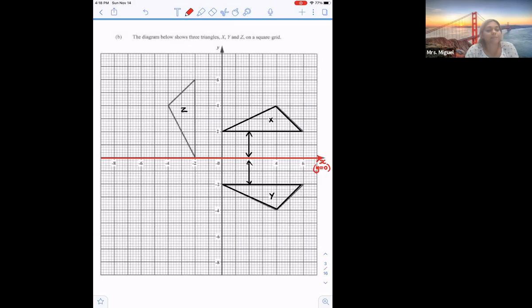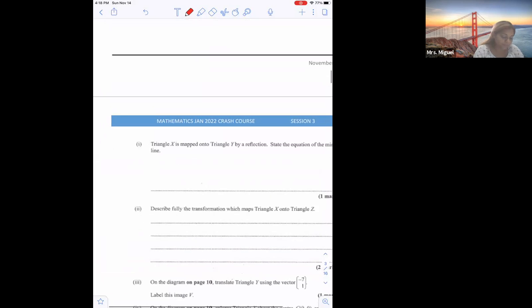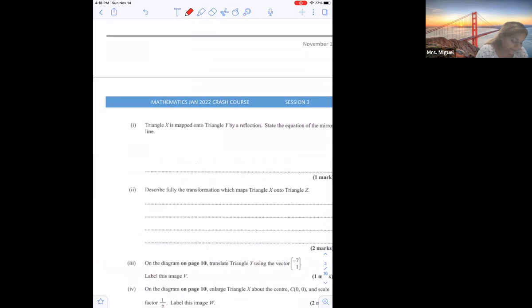You may ask, but miss, how is that line y equal to 0? Because on the x-axis, we only have x values and y is 0. So the equation of the x-axis is y equal to 0. So the equation here, y equal to 0, and this is the x-axis. Why? Because on the x-axis, y is 0 and we only have x values.